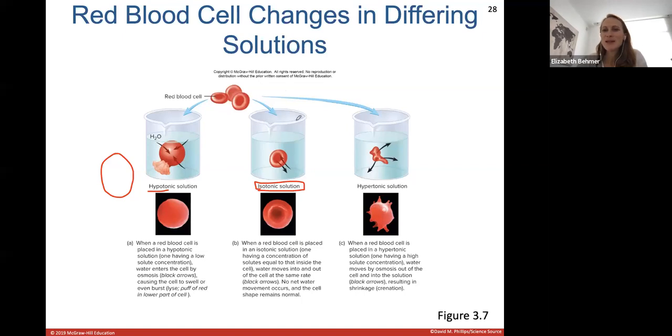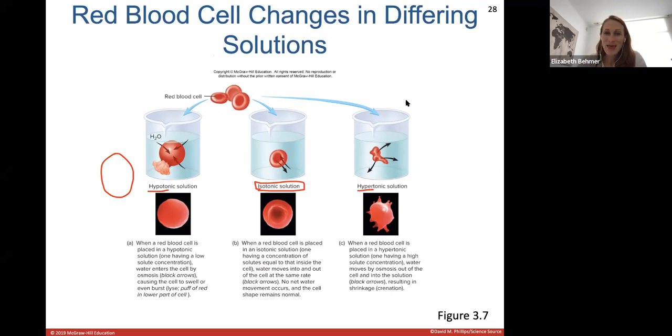And then if we put a red blood cell into a hypertonic solution, and again, hypertonic describes the solution, the water around the cell is more greatly concentrated. Water by osmosis will diffuse out of the cell and the cell will shrink up or shrivel up, and that's called crenation.